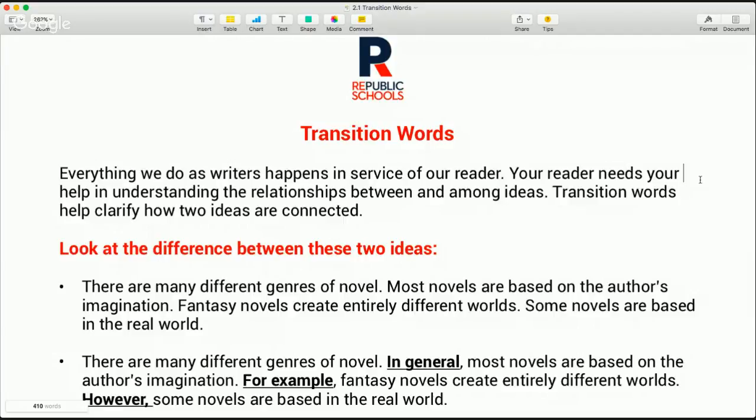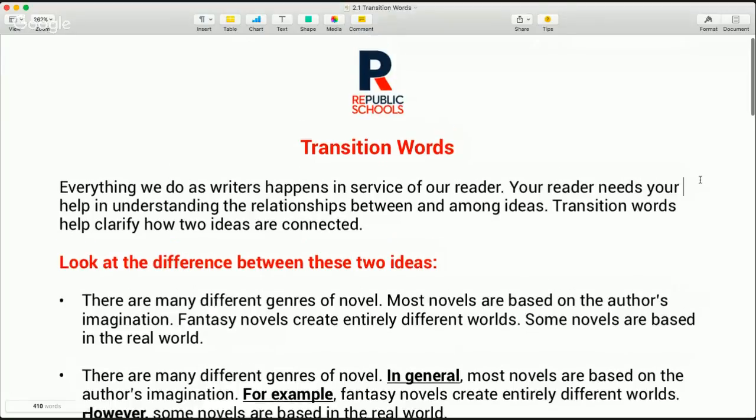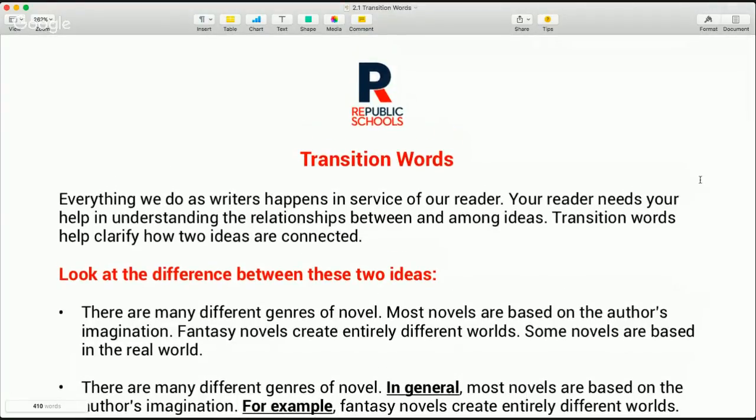Writing clinic, I want to focus on transition words. We've been talking a lot about our writing lately and ways we can improve it. I think one of the biggest things that we can do in service of making our writers stronger is make sure we are adequately using transition words.